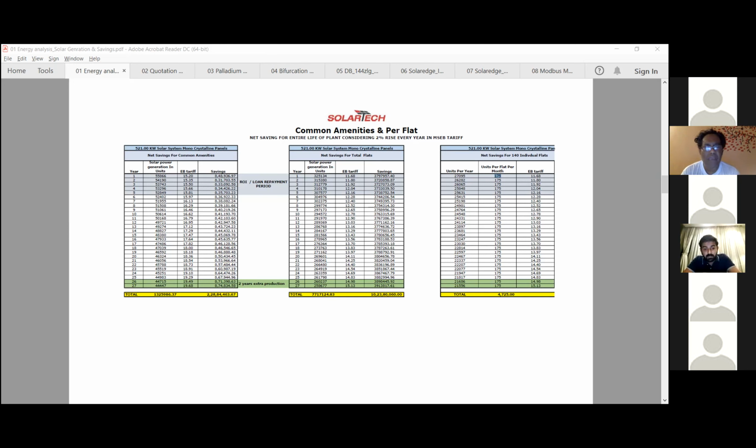Okay, so if I understand you correctly, what you are saying is that if we implement this, per flat we would save around 24,000 per year, and whatever we are currently spending on common amenities, you will be saving around 50 to 60K. Yes. Per month.